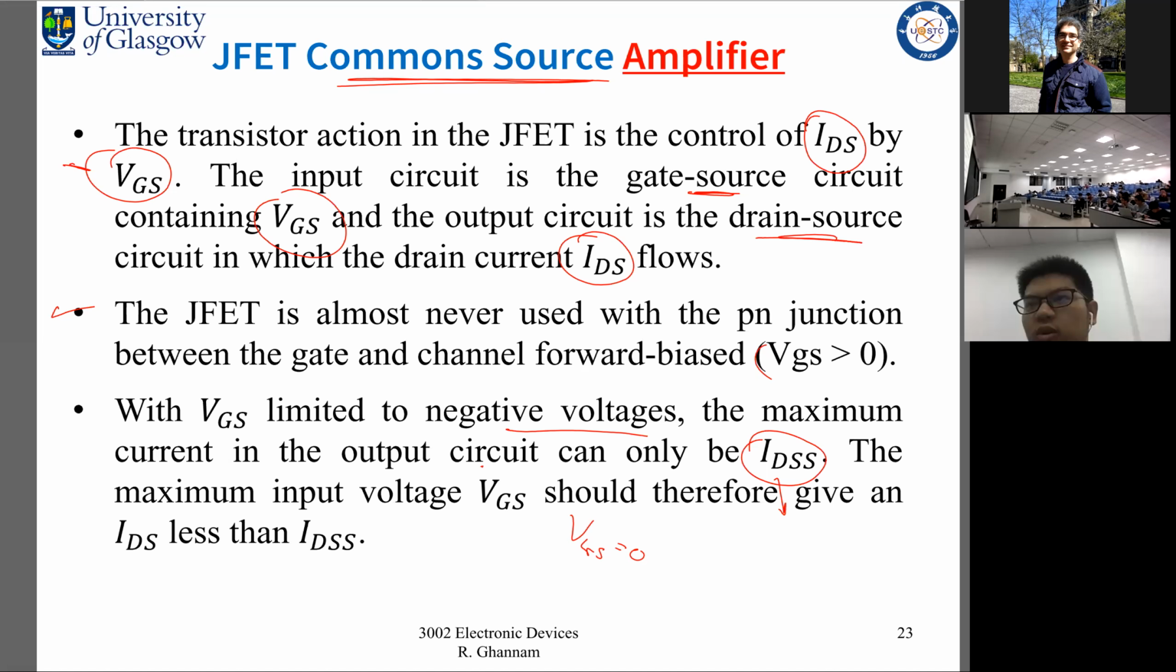The maximum input voltage VGS should therefore give an IDS less than IDSS. So as a result of increasing this reverse bias voltage VGS, what should happen is that IDS should continuously decrease below IDSS, right? So increasing VGS should result in a current IDS that is lower than IDSS.